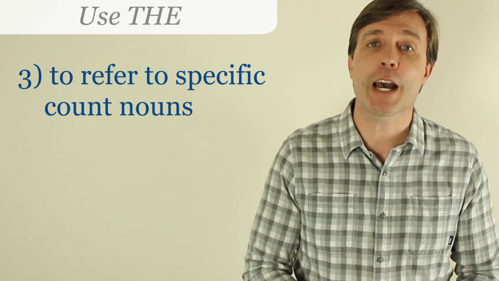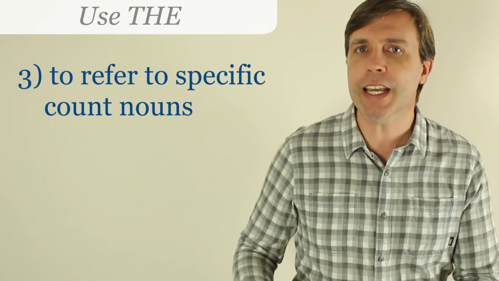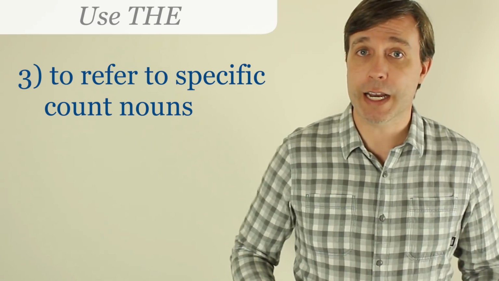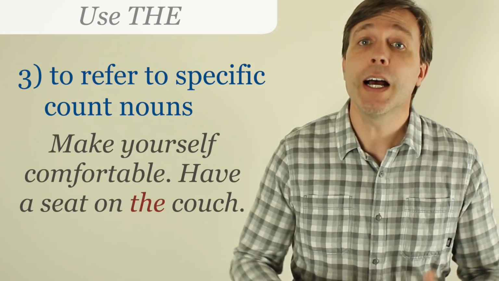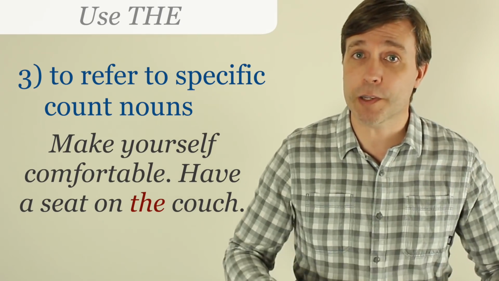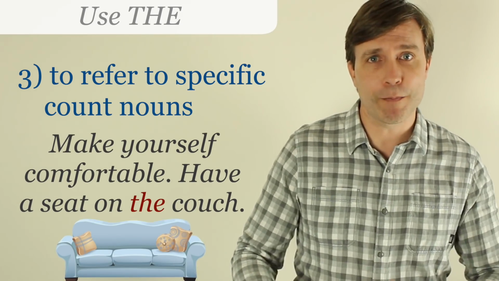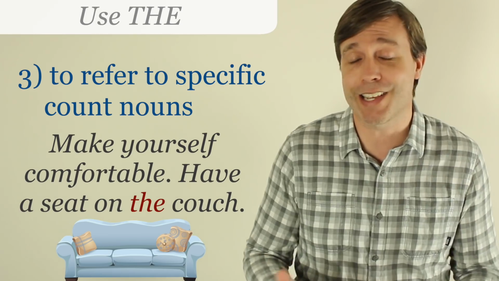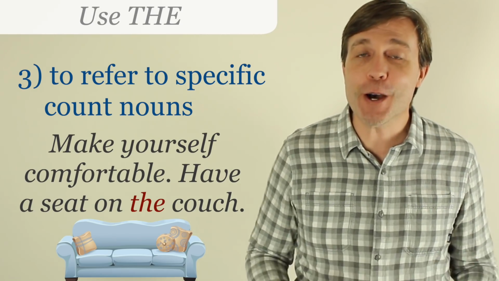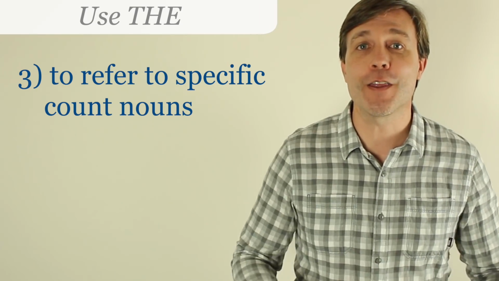We use the when we want to refer to specific count nouns, those nouns that we can count, 1, 2, 3, 4, 5. So for example, maybe you come over and visit me, and I tell you, make yourself comfortable, have a seat on the couch. I say, have a seat on the couch. It's specific. You know that I'm really just talking about one because yes, there is only one couch in my home, even though it is a count noun, the couch.